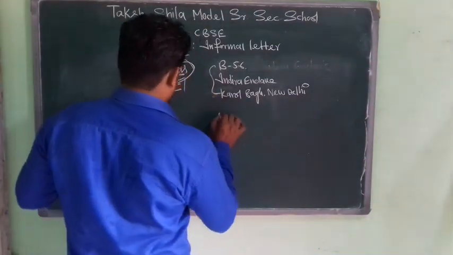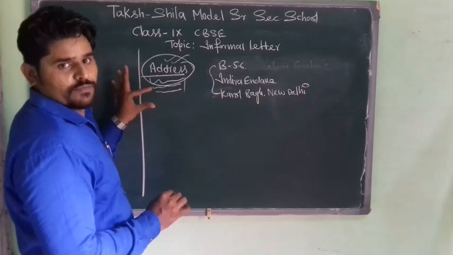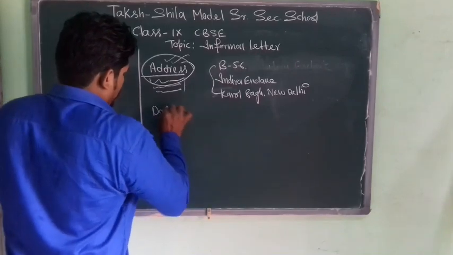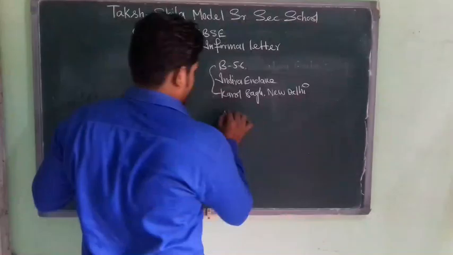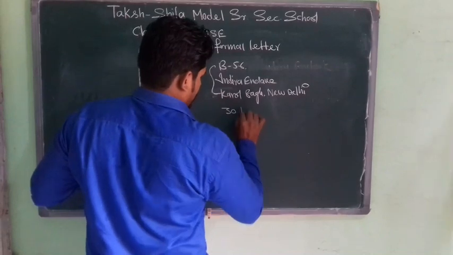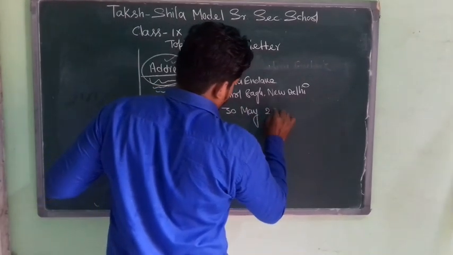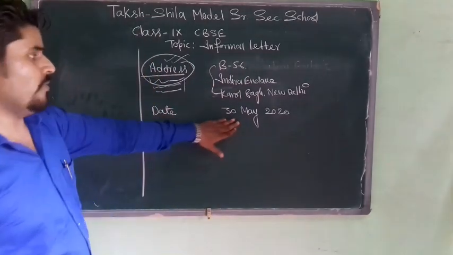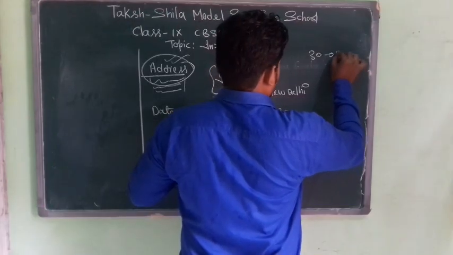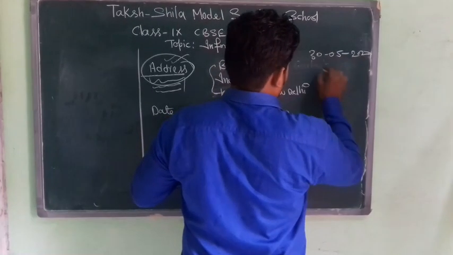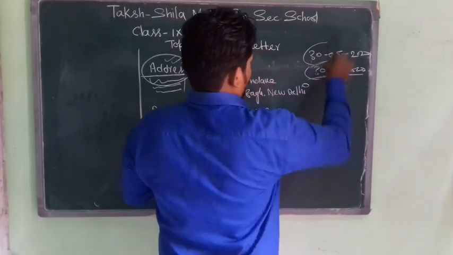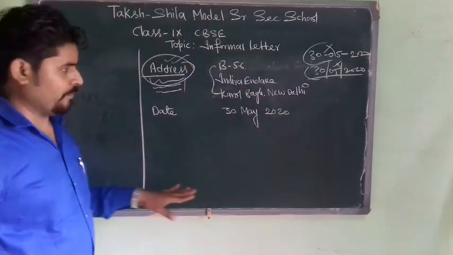After the address comes the date. Make sure that you leave some space before writing the date, and then you write the date. In which format is the date written, I will tell you here. Date is always written in this format. For example, 30 May 2020. So this is the format for writing the date. Do not use this kind of format for writing the date, right? Neither this nor this. These 2 formats are not used in letter writing, right?